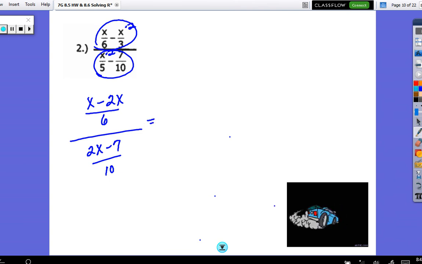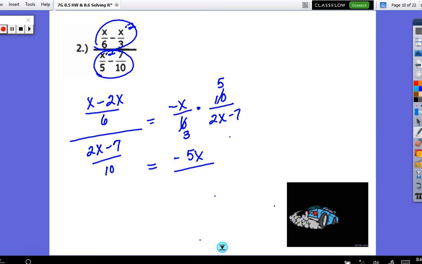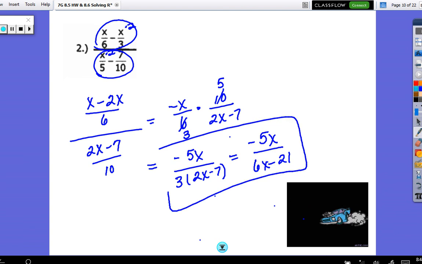All right, now I can flip and multiply. Combine these. So x minus 2x is negative x over 6 times 10 over 2x minus 7. 10 and 6 reduce by 2, so I get 3 and 5. Can't factor 2x minus 7, that's a linear factor, so now I can multiply and get negative 5x over 3 times 2x minus 7. I can leave my answer like that, or I can distribute my 3, so 6x minus 21. Either one of these is an acceptable answer.